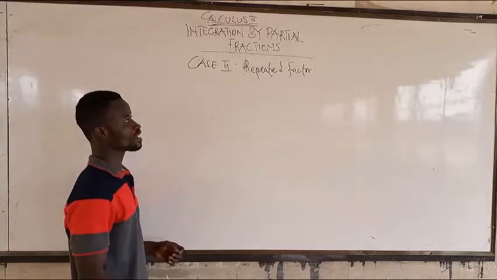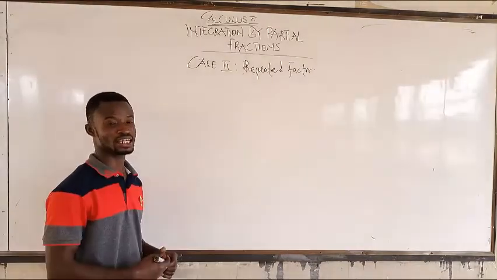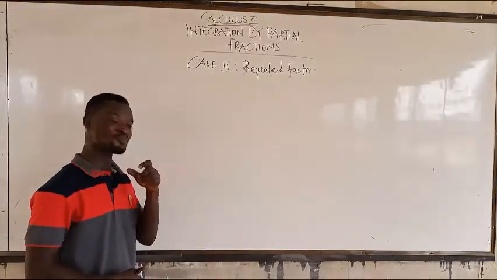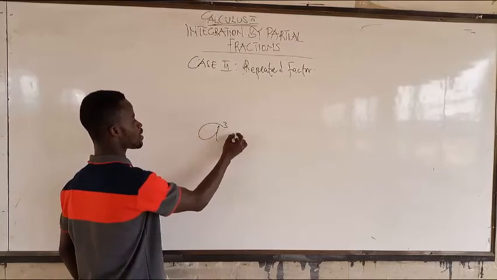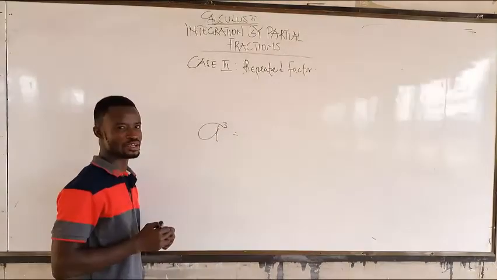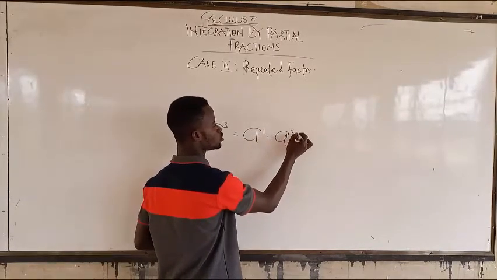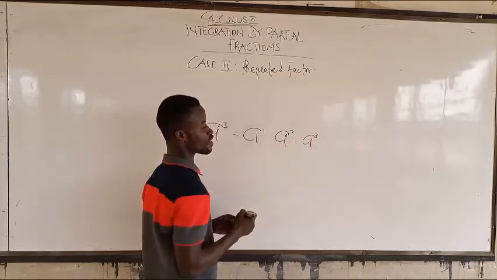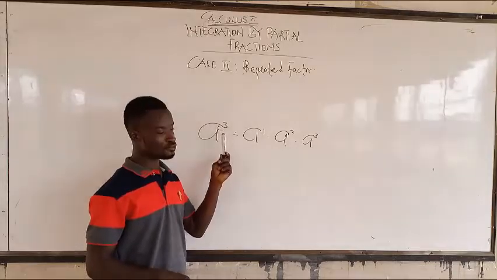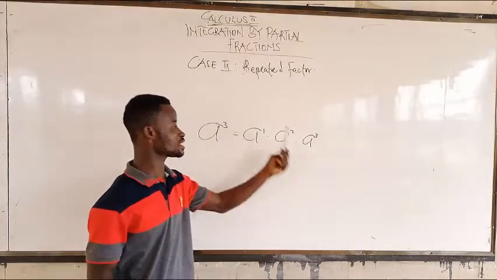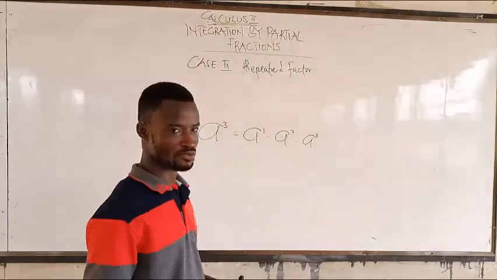We look at repeated linear factor. That is a denominator with a repeated factor. For instance, you have a raised to the power 3. How many powers can we get out of a raised to the power 3? You can get a raised to the power 1, a raised to the power 2, and a raised to the power 3 itself. So now you can see that the power 3 is repeating itself again. So that is a denominator with a repeated factor.